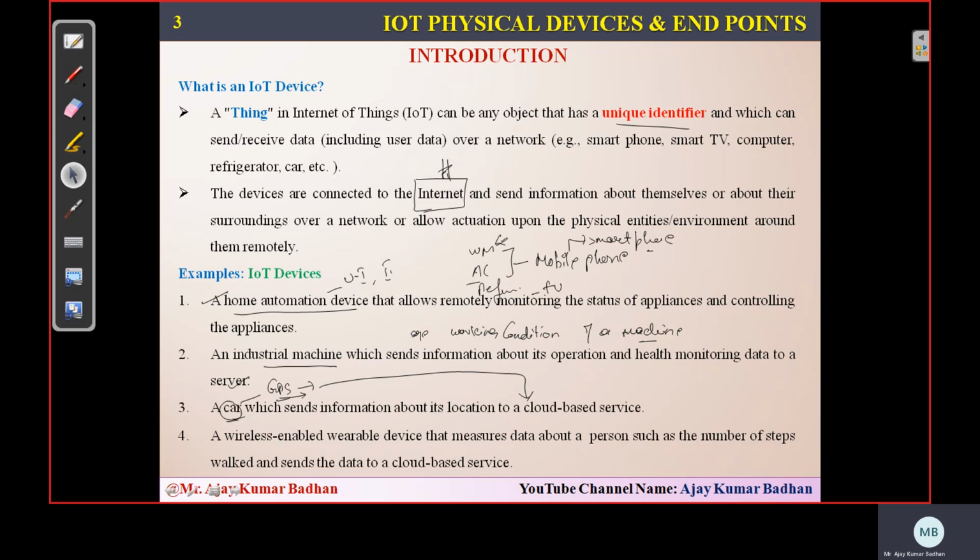Then we have wireless enabled wearable devices. Well, this is nothing but talking about your smart bands. You have smart bands, right? And then nowadays we are getting oximeters for determining the oxygen level. Same way for BP, we have some machines. Okay, so these are all wireless.